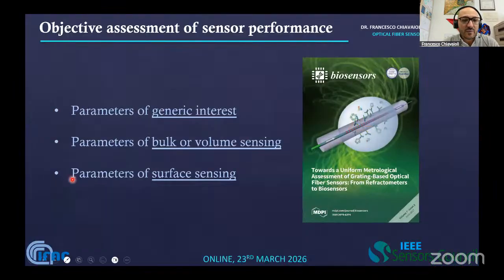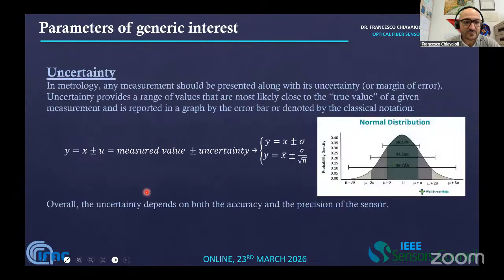Okay, let's move to this other part of this lecture. I will focus on the parameters that can be used for the uniform assessment of sensor performance. And we usually have parameters of generic interest, parameters related to bulk or volume sensing, and finally parameters related to surface sensing. So in this case, we talk about chemical sensors and biosensors.